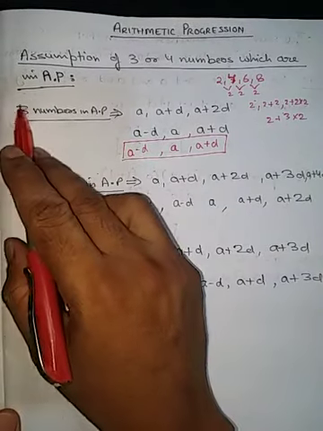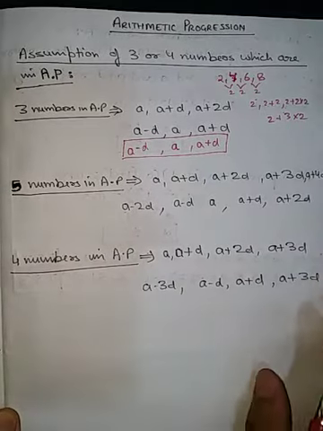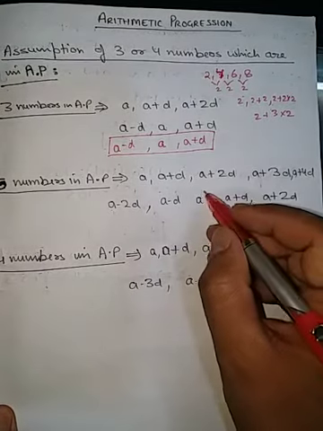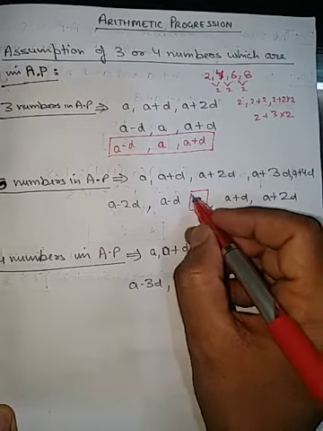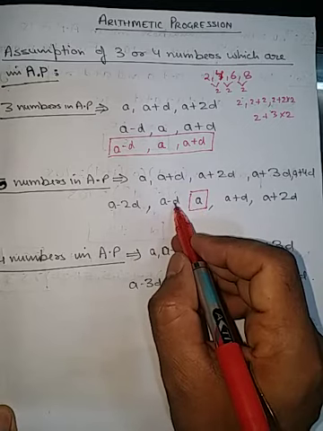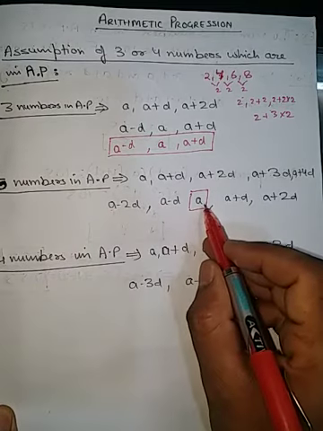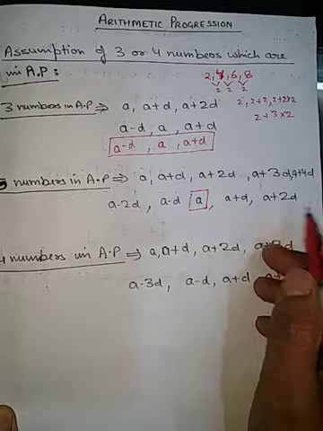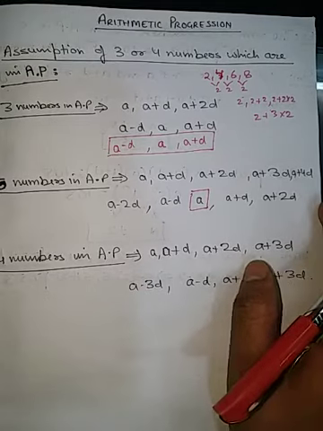Now 3 is an odd number. Now if the odd number would have been 5, so how to assume 5 numbers? Middle number is again taken as A. Reduce the common difference, we get the previous number. Reduce twice the common difference, we get again the previous number. Same way, add the common difference, add twice the common difference. So this way we assume. Why we are using this method, you will get through with the help of an example.